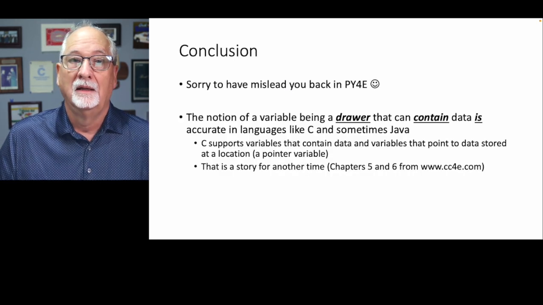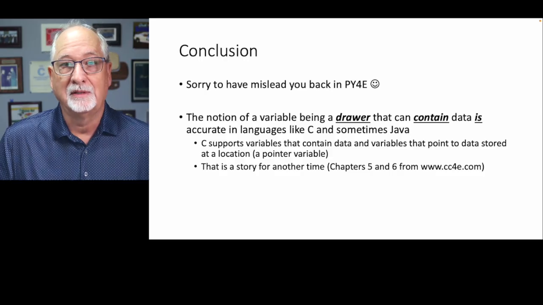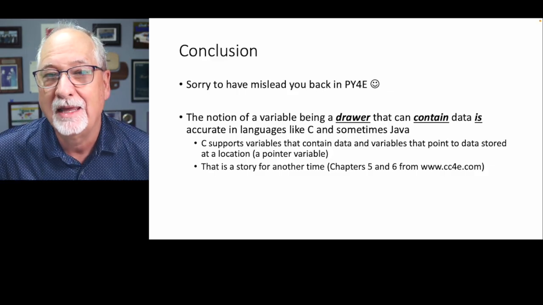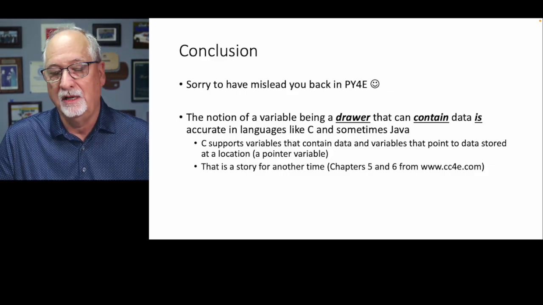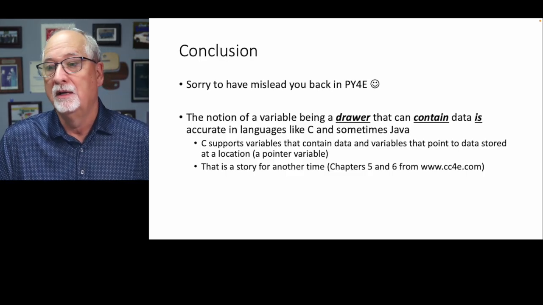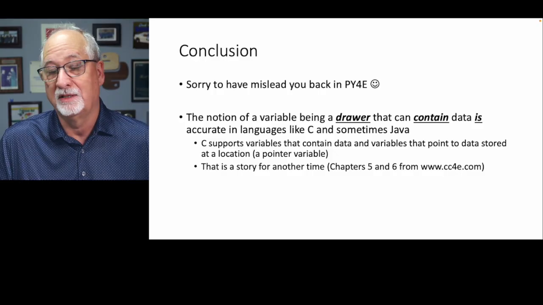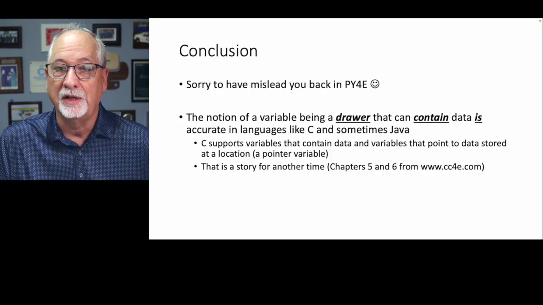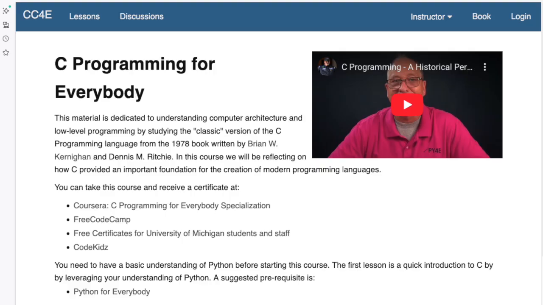Now, I'm very, very sorry to have misled you back in Python for Everybody. But the notion of a variable being a drawer is not wrong. It's just wrong in Python. Languages like C or Fortran or COBOL tend to have this drawer model where the variable x is one drawer and the variable y is another drawer, and they have independent things. When you get around to it, when you learn C, and I recommend my C Programming for Everybody course, www.ccfree.com, in chapters 5 and 6 of that, you learn about pointers and data.